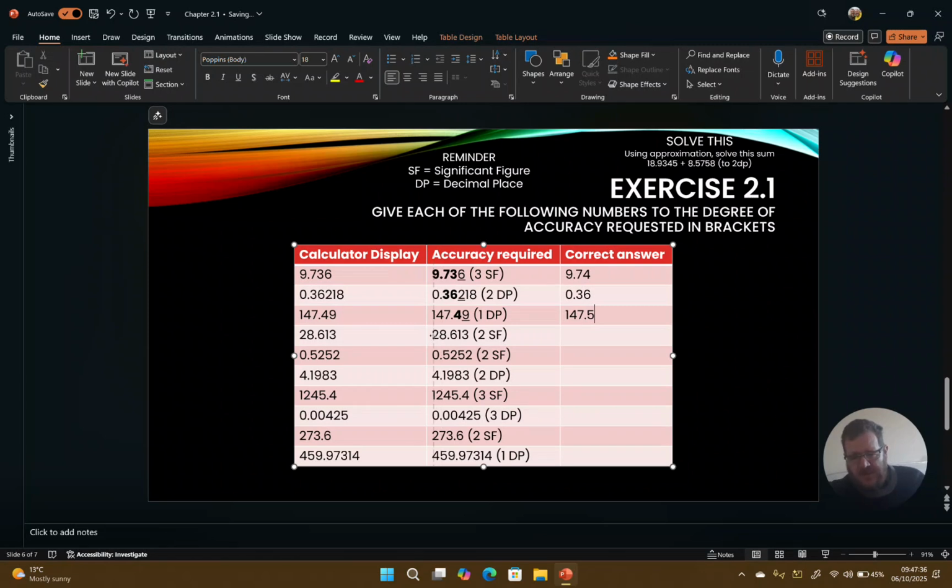2 significant figures for 28.613. Here's the next one. So we'll put that in bold. We'll put the 2 there as well. We'll look at the 6. And since that's greater than 5, we'll round it up to the nearest 1. And we can just ignore everything after the decimal point, because the numbers that I've put in bold are the significant figures. The next one is going to be an interesting one, because we're looking at significant figures.